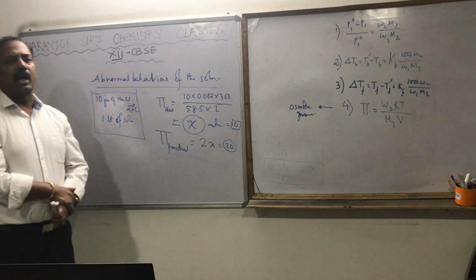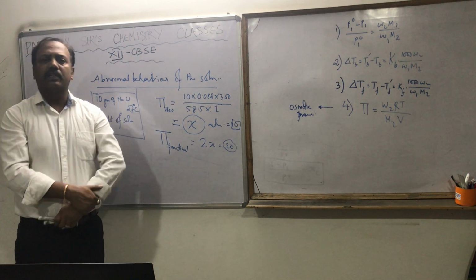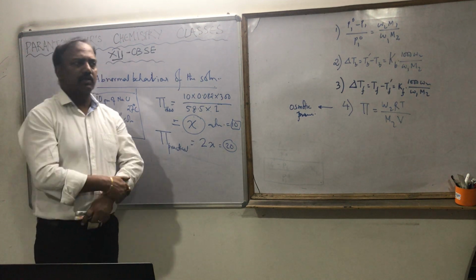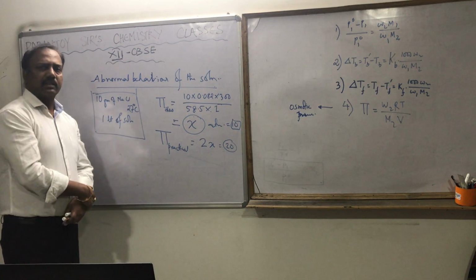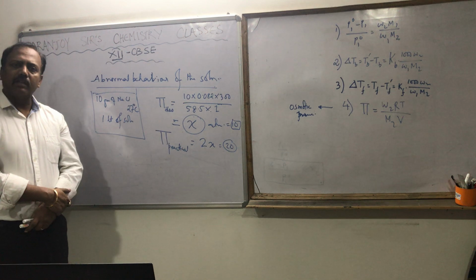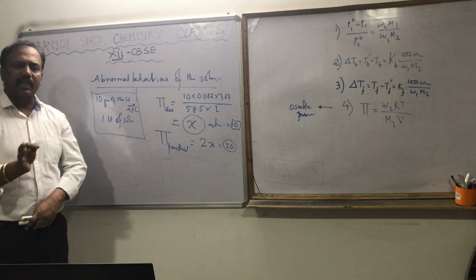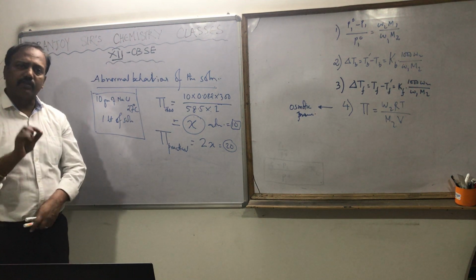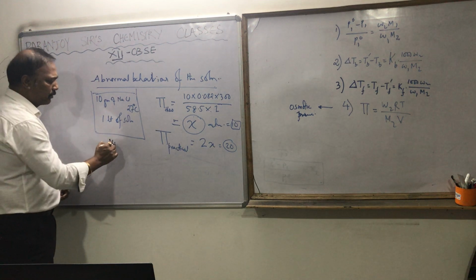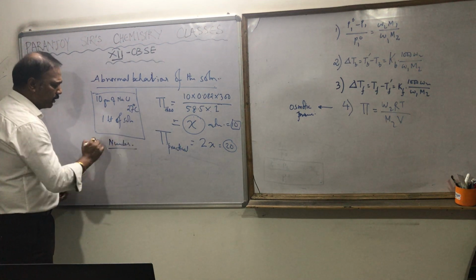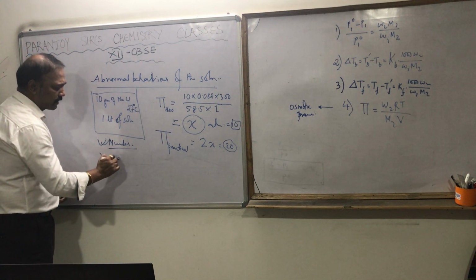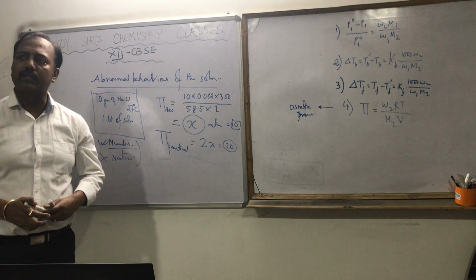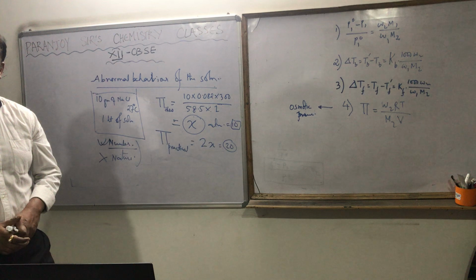For understanding that, we have to go back to the definition, the concept of colligative properties. What are colligative properties? What did I say? That colligative properties are the physical properties of the dilute solution which depend on the number of solute particles, but not on their nature. Here is the trick. It depends on the number of solute particles but not on their nature.